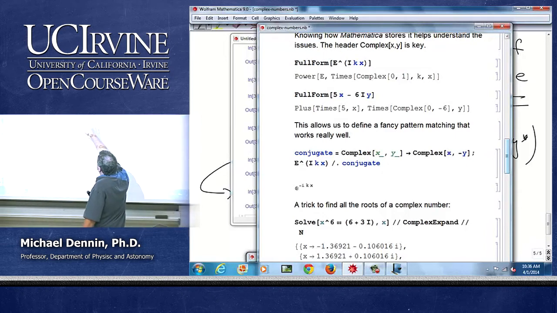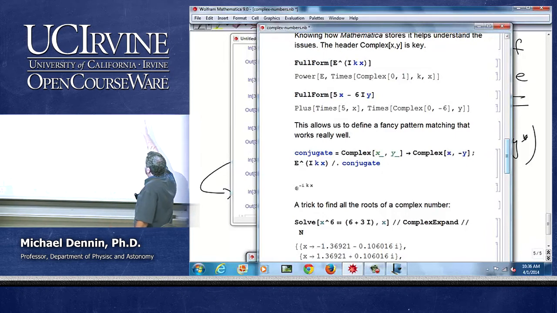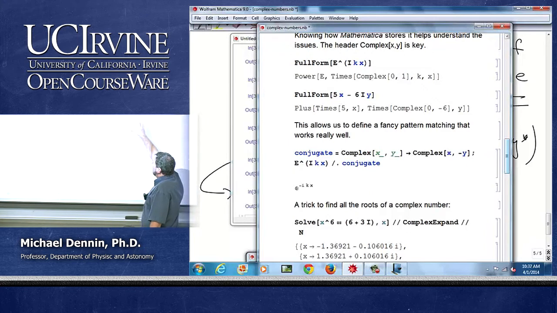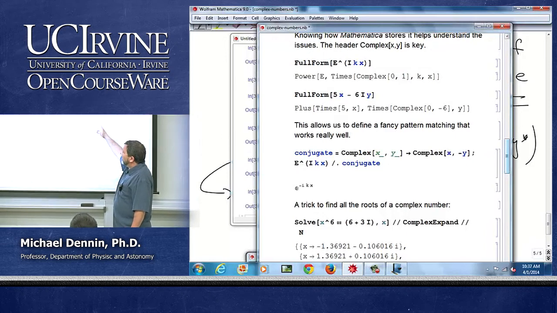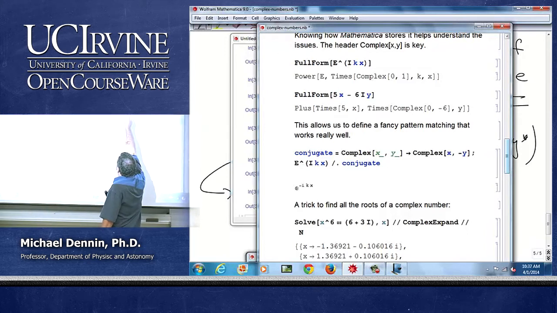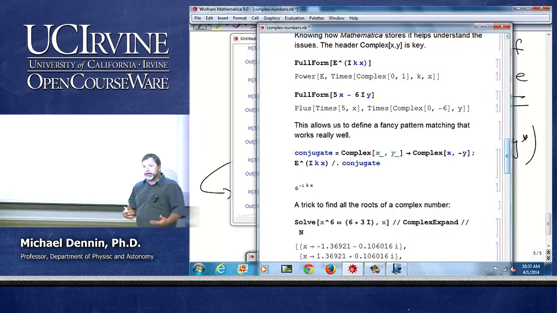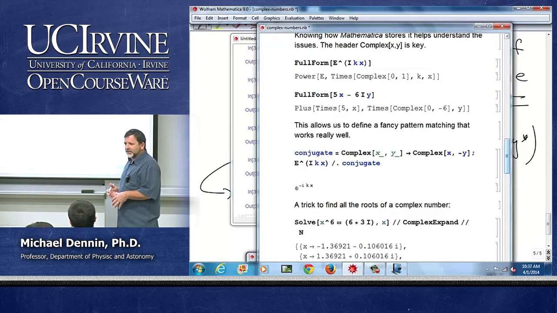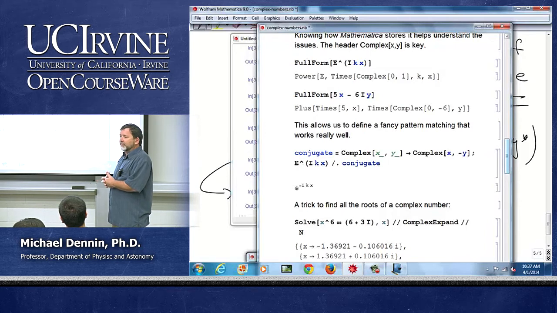Notice the FullForm of 5x minus 6iy has a similar structure. It's ultimately addition of a product and then another product. And here the complex number is minus 6i, so you got the 0 and the minus 6. So notice all the stuff about the i's are contained in this expression, Complex 0, comma something. So I have a pattern I can match. And we're going to come back to this and do this a bunch in Mathematica. Mathematica is very big on pattern matching. And it's something that you can get used to and take full advantage of.